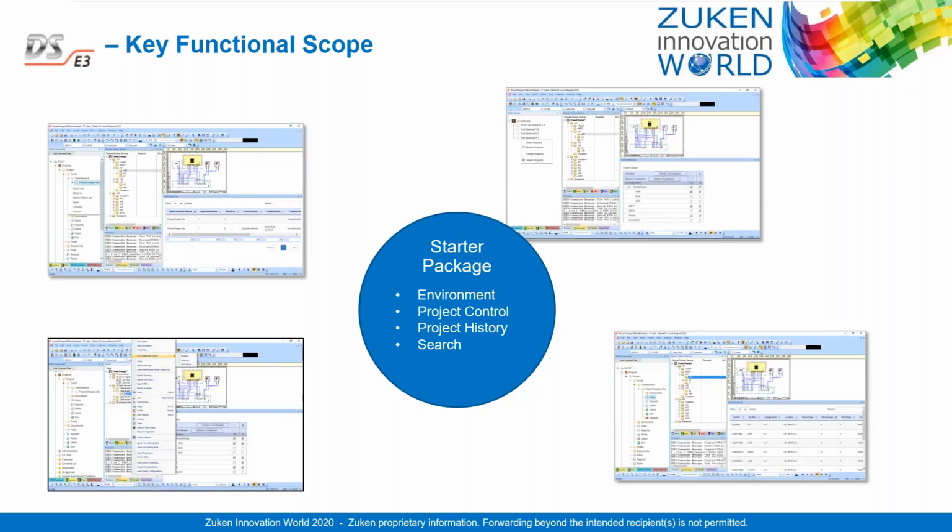The other thing is, of course, in any large organization, typically the number of projects grows quite considerably, so being able to find those projects can be a challenge. So DS-E3 with the starter configuration gives you this ability to search for projects, not just off file names, but also off some of those project attributes.